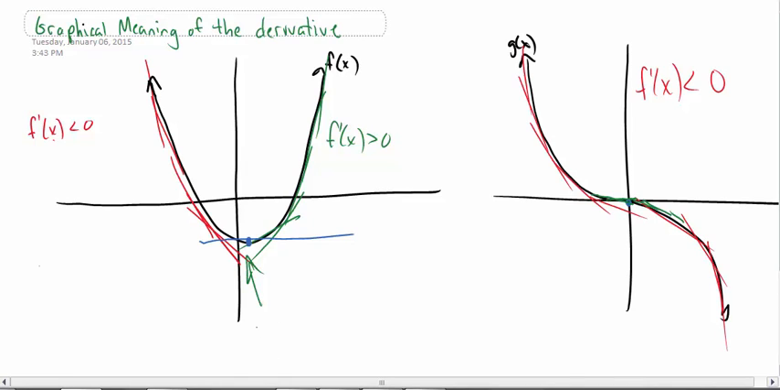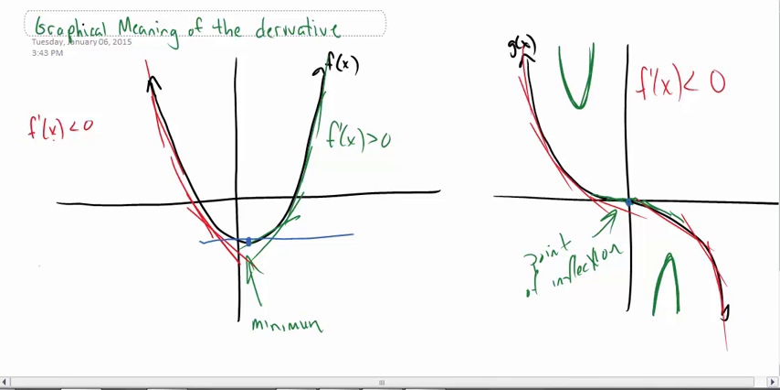This graph, we have a minimum. This graph, we have what's called a point of inflection. A point of inflection is a point where the graph changes its curvature, where it's changing from being concave up to concave down. At this blue point that I have drawn on g of x, our curve has changed from being an upward-facing cup to being a downward-facing cup.